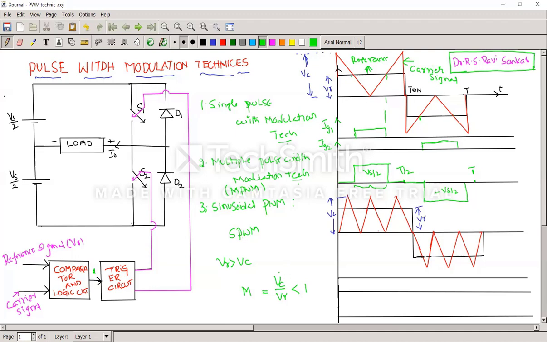So by changing the magnitude of Vc with respect to Vr, we can control the width of the pulse, which controls the output voltage of the waveform. By controlling this width, we can control the RMS output voltage. That we can control by means of the modulation index, which is defined as the ratio between the amplitude of the carrier signal to the reference signal. Next, how do we control the frequency? By changing the frequency of the reference signal.